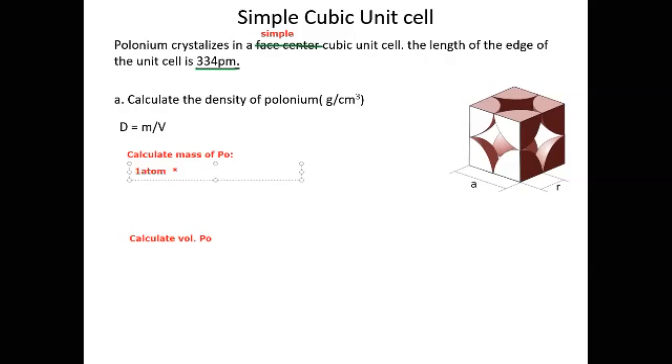And if we need to find mass and we have atoms, you have to think back to Gen Chem 1. If we had entities, how do we find mass? And the answer is, we have to first convert to moles and then to mass. So when you know the number of atoms in the unit cell, you're going to divide by Avogadro's number, because 1 mole is 6.022 e to the 23rd atoms. So this will give us moles, and then we can multiply by the molar mass to give us the mass of 1 atom of polonium.